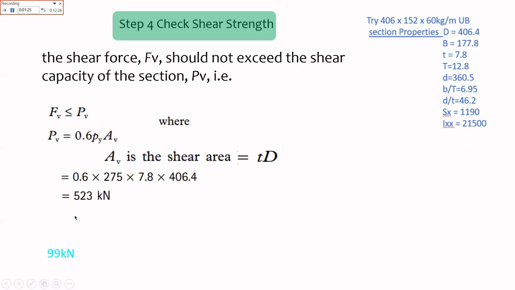Okay, so our shear force, we had calculated, and we saw the reaction, or the shear force at the support, was 99 kilonewtons, and this is less than our shear capacity of the beam. Therefore, the beam is adequate in shear. So it has passed the shear strength test. Next check we are going to perform is the bending capacity of the beam. Is the beam adequate in bending?